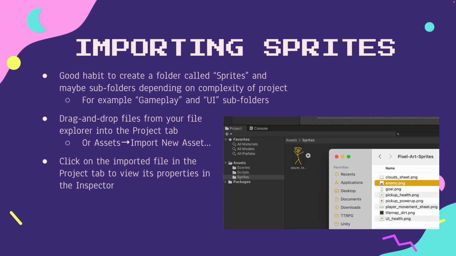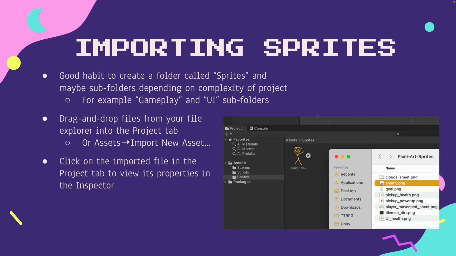It's very useful to set that up early on so that when you have many images, you know exactly where to find stuff. The way that I do it is I just drag and drop, but you can also go on the very top, there's Assets, and then Import New Asset, and you can select stuff like that. And then obviously you can click on it in your project tab to view it in the inspector.